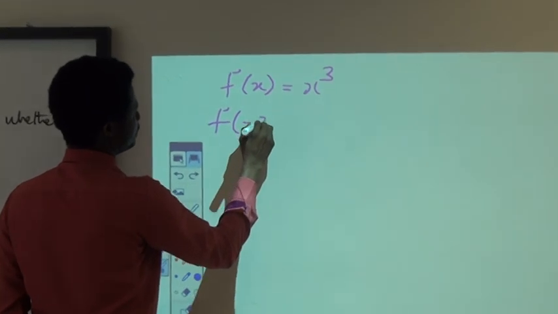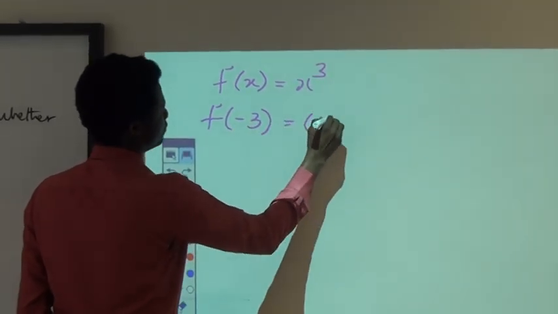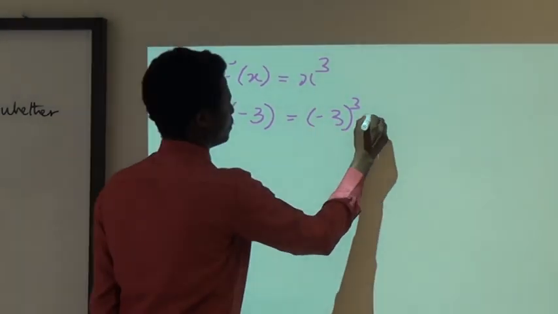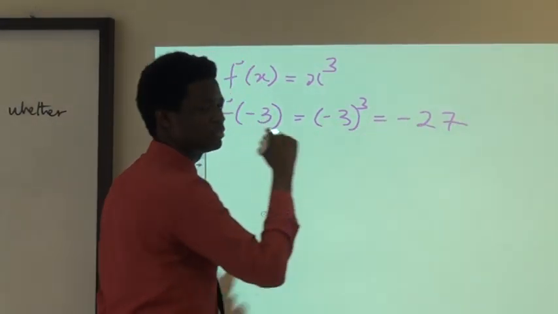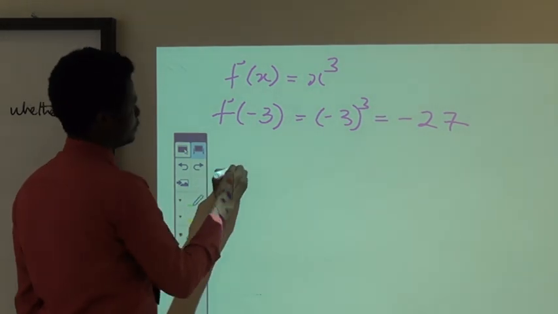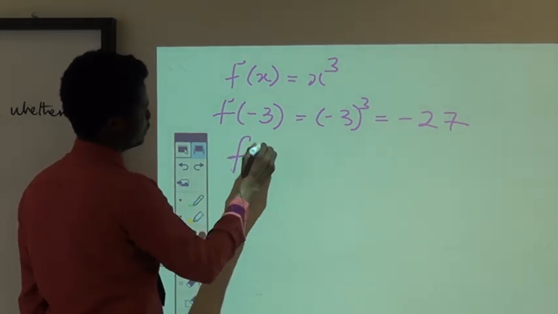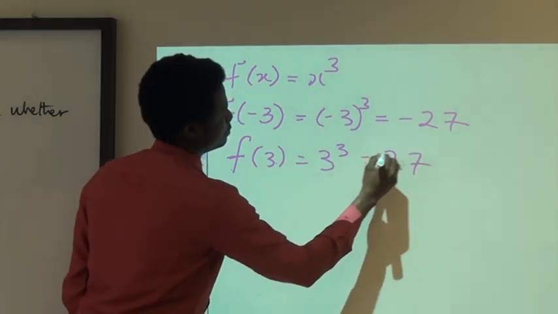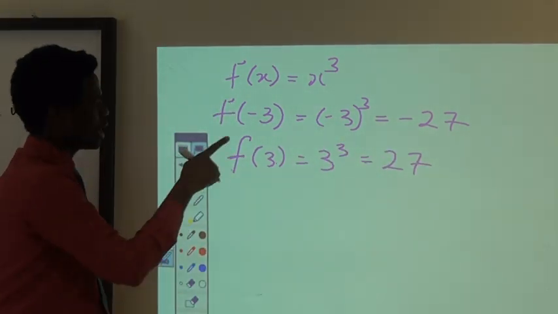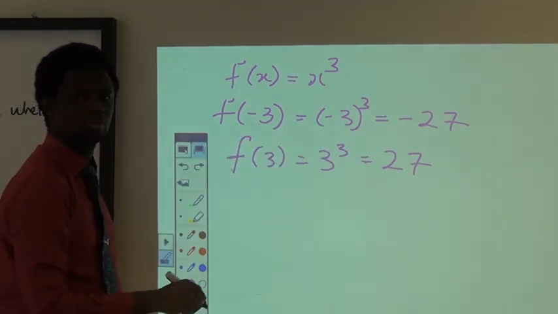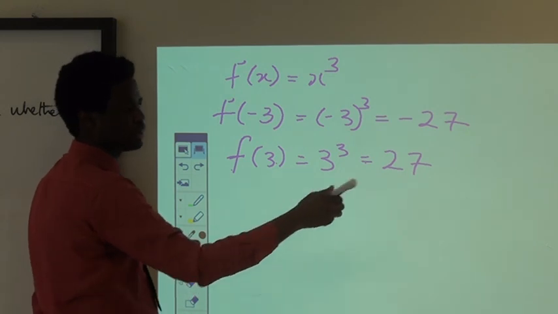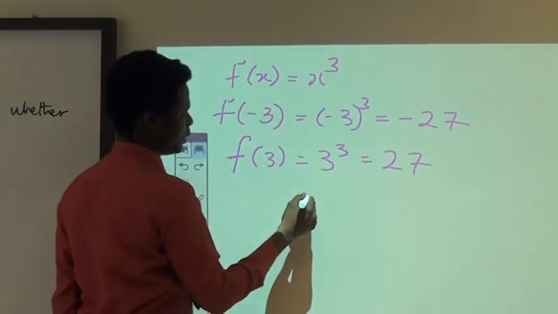Now let's check this. f of minus 3 is negative 3 cubed, yes? Negative 27, right? f of 3 is just 3 cubed, which is 27. Yes? So how can we make the same conclusion? This conclusion, what would it be here?